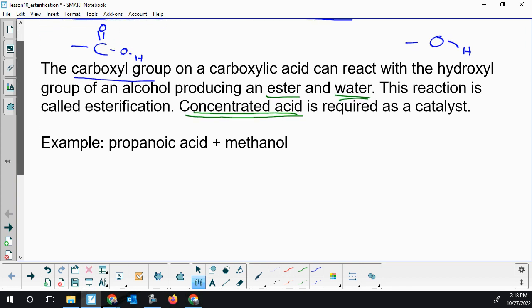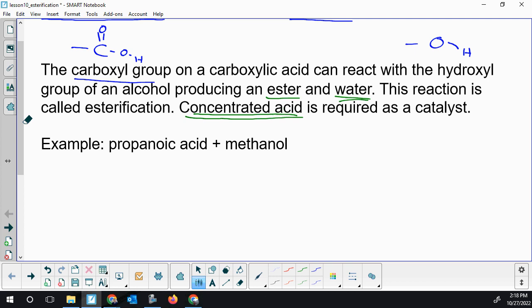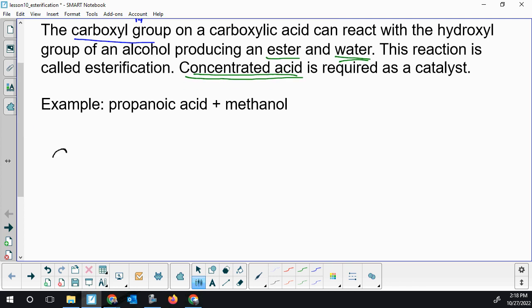So to see this in action, I'm going to react propanoic acid with methanol. I'm going to color code it to help the understanding. You obviously don't have to color code it on an assessment. So we have propanoic acid, and I want to put that carboxy group towards where I'm going to write the alcohol so I can show the reaction. So 3 carbons with the functional group we need. That's going to react with methanol.